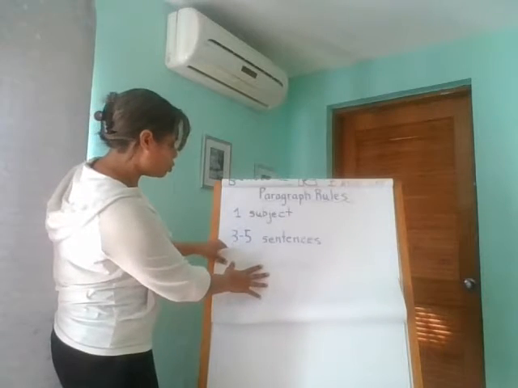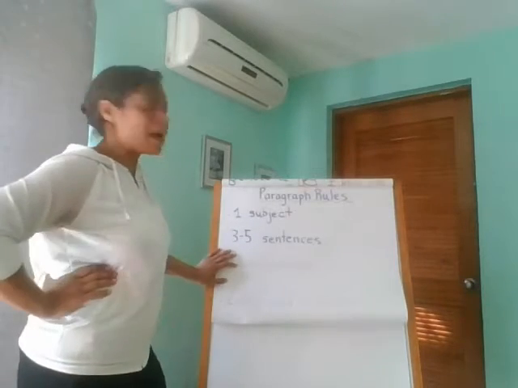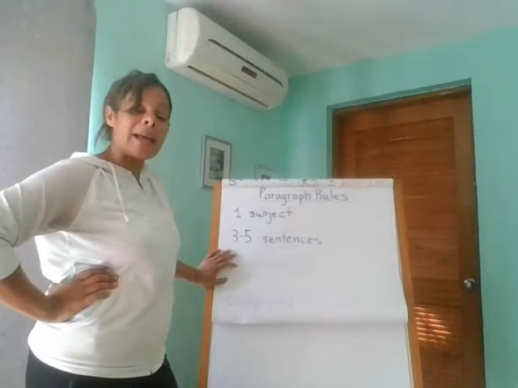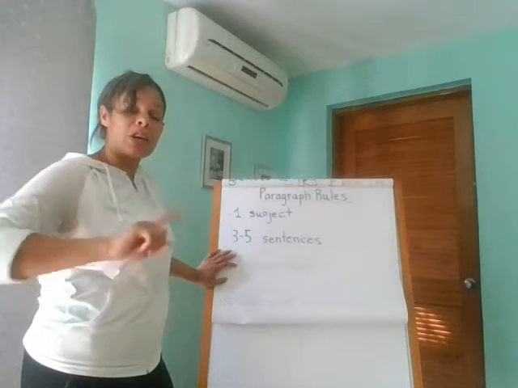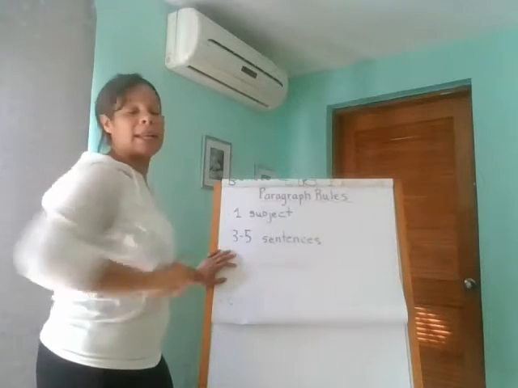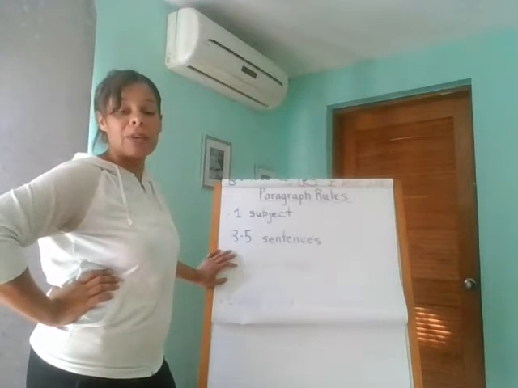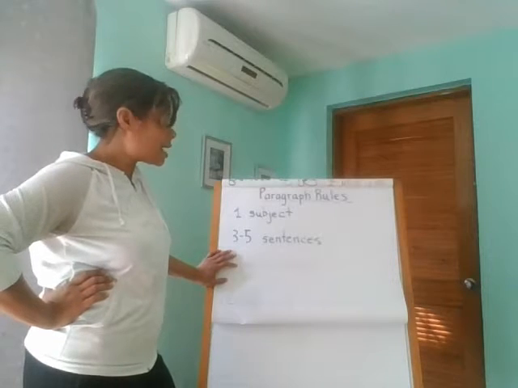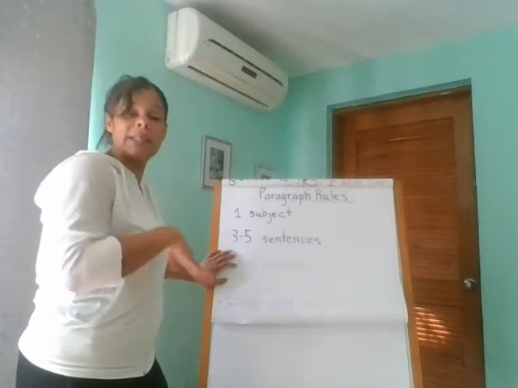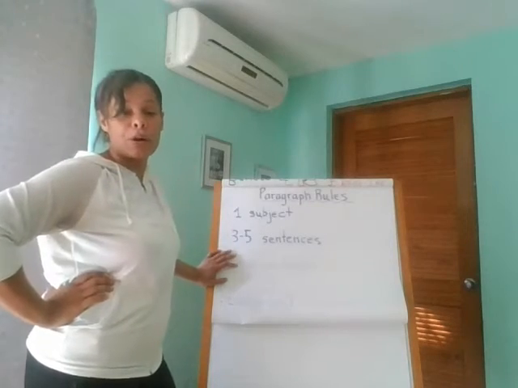The next rule, your paragraph should be about 3 to 5 sentences long. I like to aim for 5 sentences. I'm going to tell you why in a bit, but technically you can have a paragraph as little as 3 sentences. So your paragraph should be 3 to 5 sentences long. And this lesson is actually going to be broken up into 2 parts because there's a lot of information. So I'll do part 1 today, and then we'll do part 2 tomorrow.